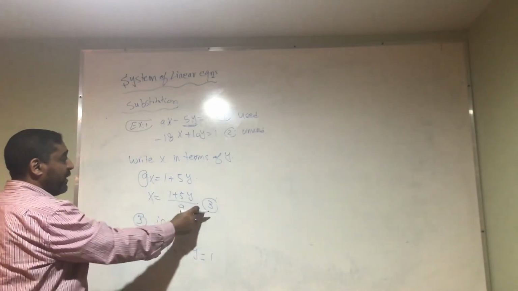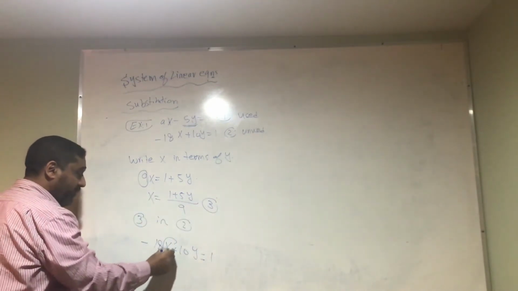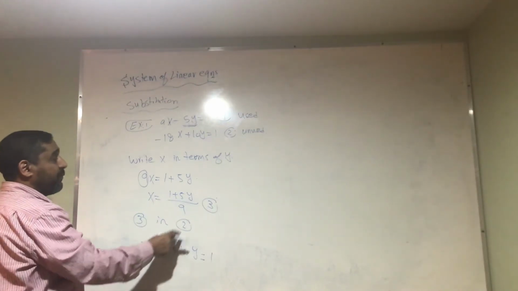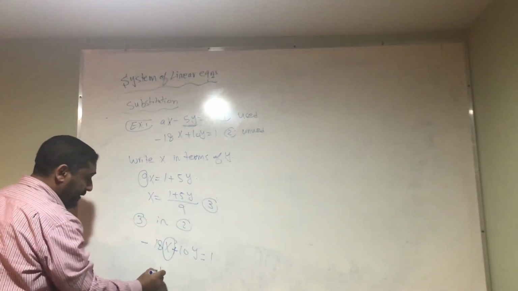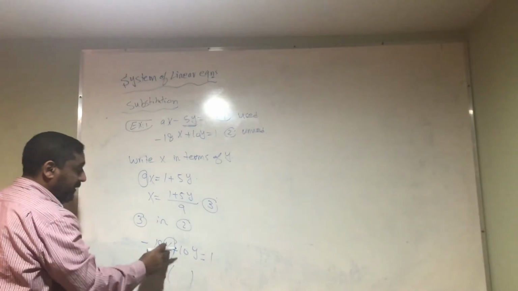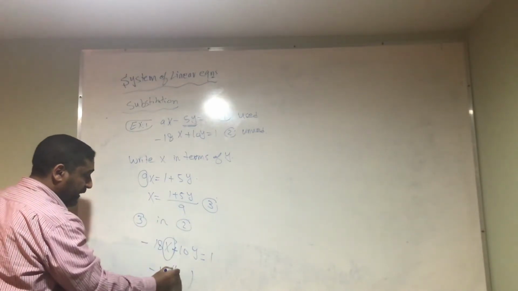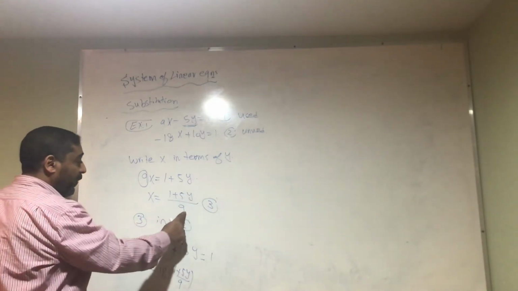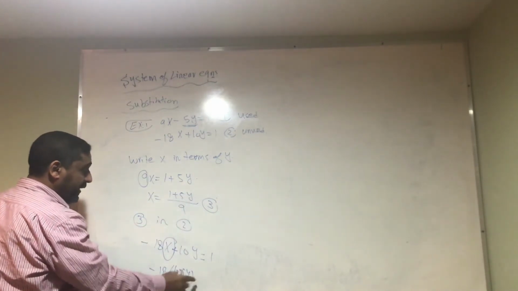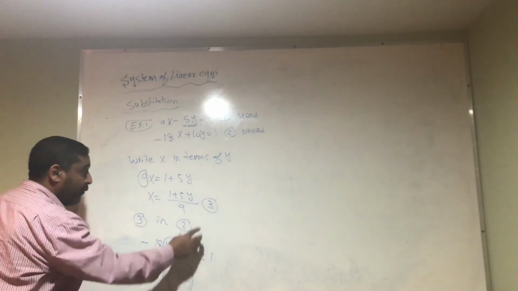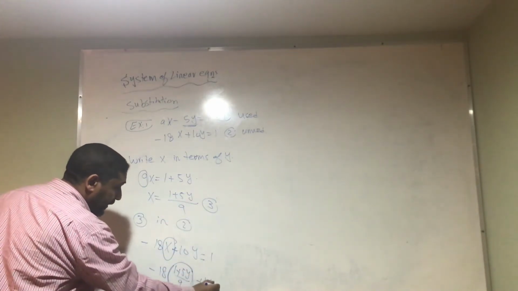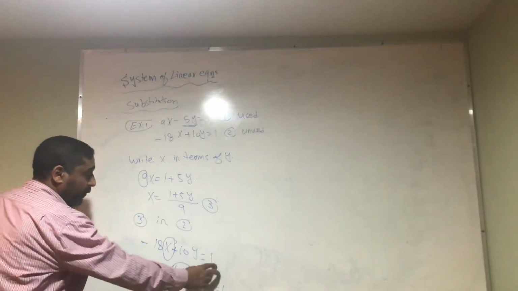What I did in equation number 3, I solved for x. Instead of x, I'm just going to replace x by equation 3. So what do you have? Minus 18, and instead of x you have 1 plus 5y divided by 9. That is my x, which comes from equation number 3. Plus 10y equal 1.